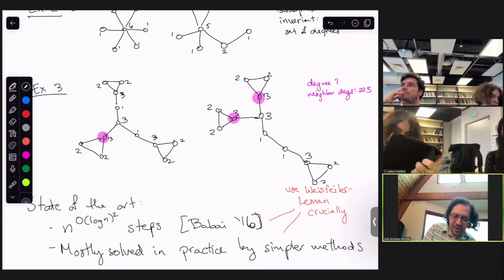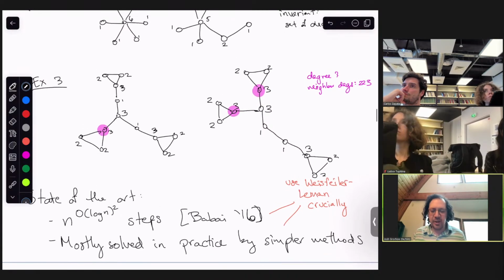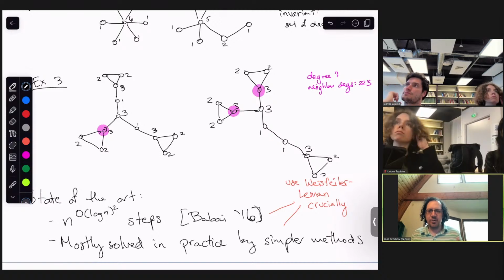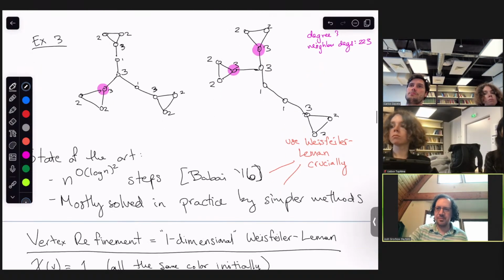So Babai's algorithm is not just Weisfeiler-Leman, but it uses Weisfeiler-Leman over and over again as a subroutine. The practical software for solving graph isomorphism definitely does this kind of naive vertex refinement, where you color by degree and then go through this process. Now I want to formalize this process a bit and then connect it back to some algebra and eventually algebra of hypermatrices.